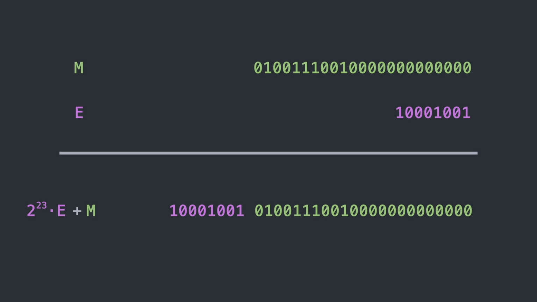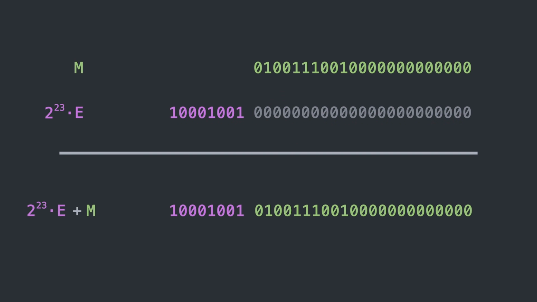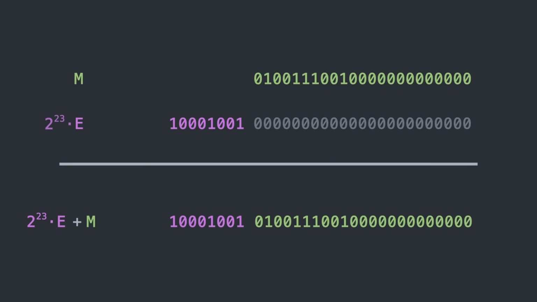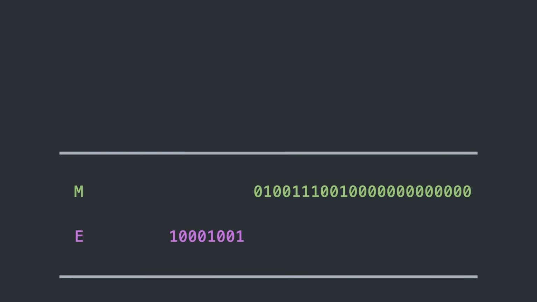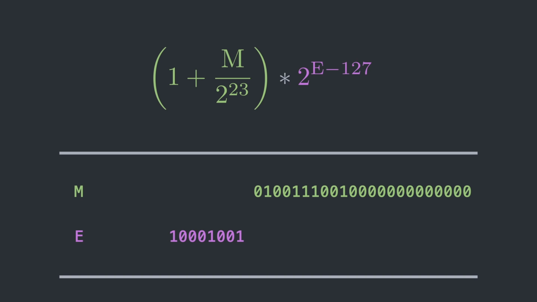Because multiplying e by 2 to the 23 just shifts e by 23 digits. So that's how one could write the bits, but we get the actual number behind the bits with this formula. This should seem familiar to you. Here we have the exponent with 127 subtracted from it, and here we have the mantissa with the extra 1 in front. But now something completely different.